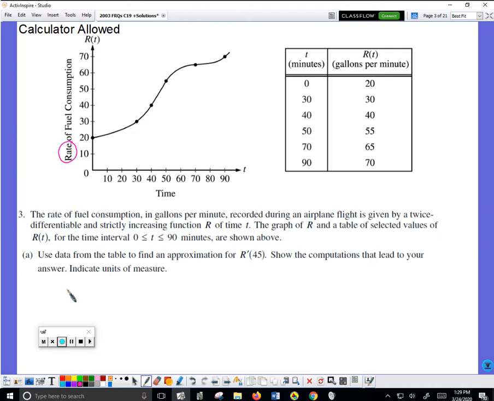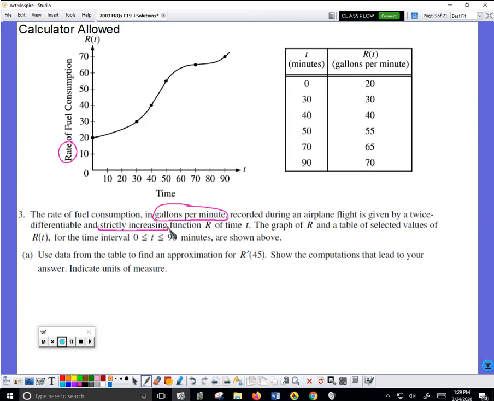The rate of fuel consumption in gallons per minute. I often earn points for units, so I'm going to keep track of that. Recorded during an airplane flight. It's given by a twice differentiable and strictly increasing function. Twice differentiable is a clue that is given in many AP problems and is rarely needed. So don't forget it, but don't worry about it yet. Strictly increasing is a clue that is much more likely to be used.